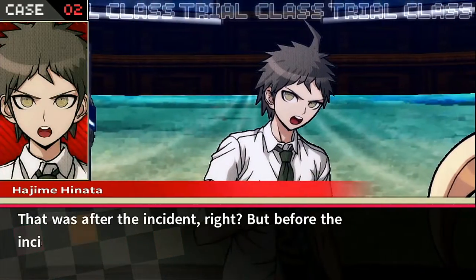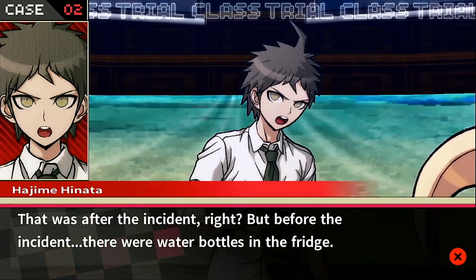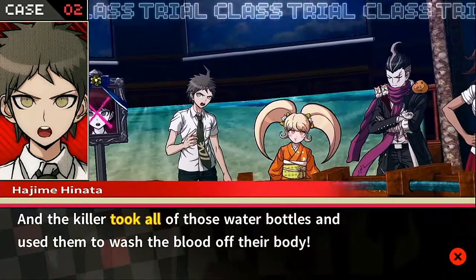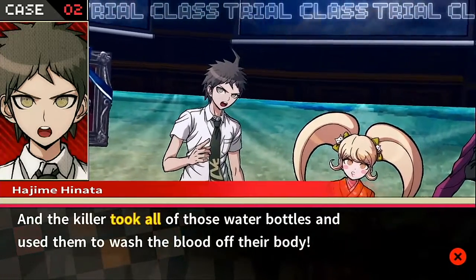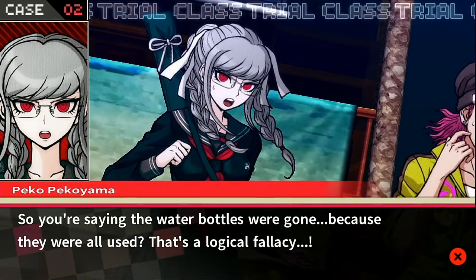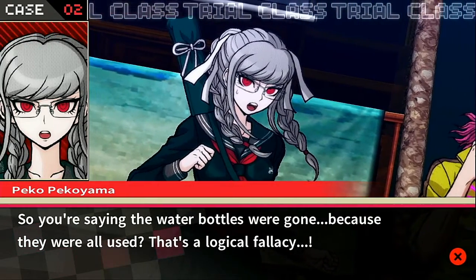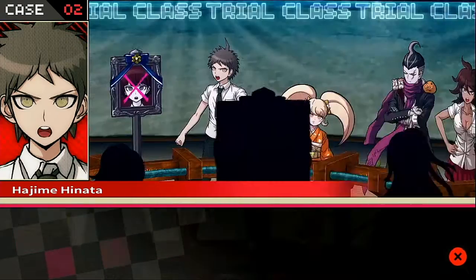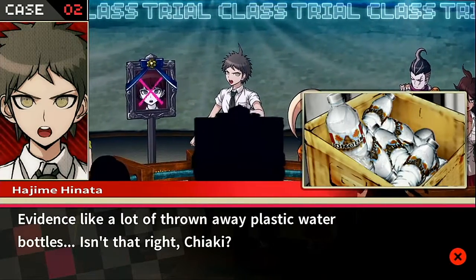That was after the incident, right? But before the incident, there were water bottles in the fridge. And the killer took all of those water bottles and used them to wash the blood off their body. So you're saying the water bottles were gone? Because they were all used? That's a logical fallacy. It's not a fallacy. There should have been evidence inside the trash can. Evidence like a lot of thrown-away plastic water bottles.